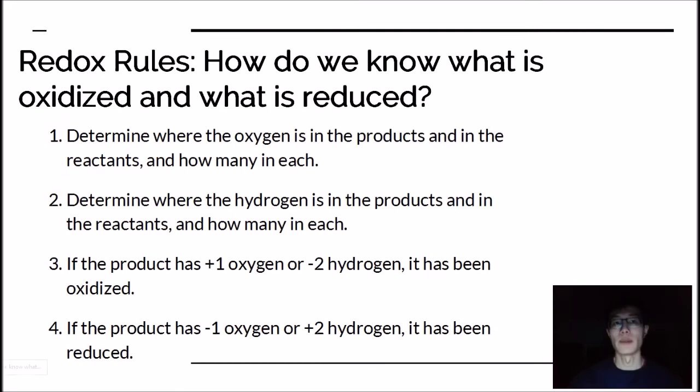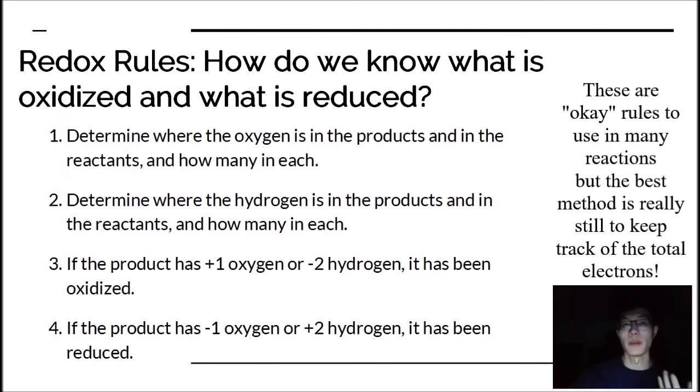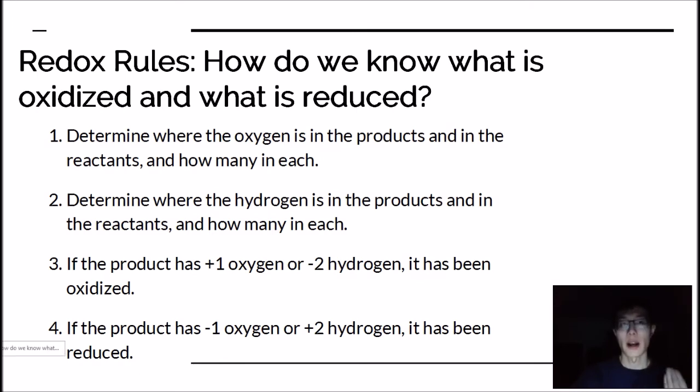So when you look at redox rules, there are actually a couple of ways that potentially can be used to look at whether something is reduced or oxidized. And so the first thing that is often done in a biological system is you look at where the oxygen is in the products, in the reaction, or in the reactant, and then how many of there are in each particular group, the reactants and the products.